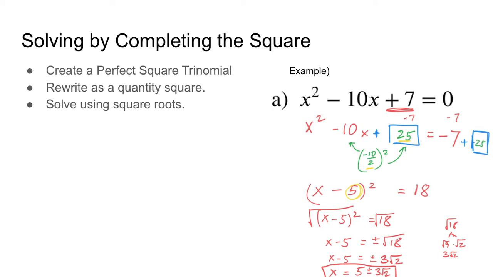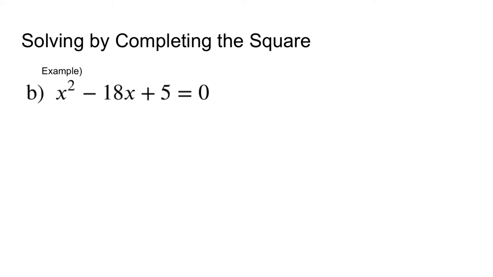All right, if you didn't get it that time, let's try another problem. X squared minus 18x plus 5 equals 0. Again, the first thing I'm going to do is subtract that 5 from both sides. That'll give me x squared minus 18x equals negative 5. I'm going to leave a little space because I'm going to complete the square. I'm going to figure out what goes in the box.